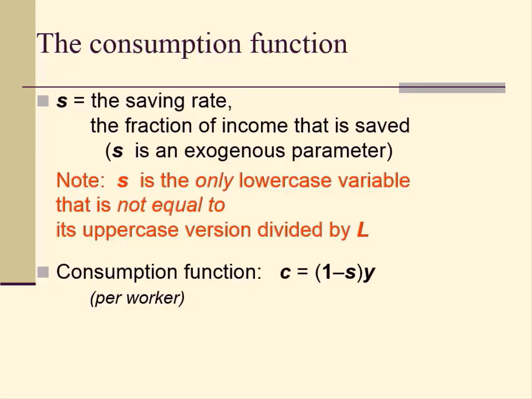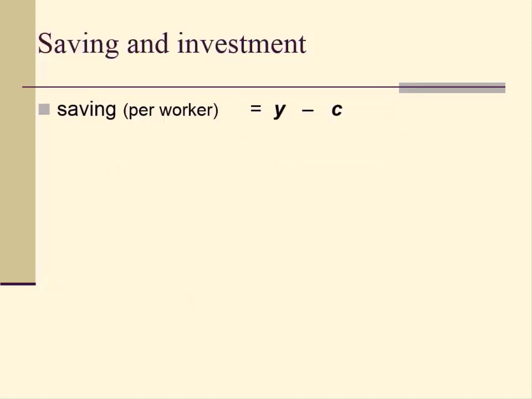So the Solow model assumes this consumption function in per worker terms. And now you can substitute saving per worker equals y minus c, and substitute that consumption function into c to express y minus (1 minus s) times y as saving per worker. And if you simplify, it becomes sy equals the saving per worker.